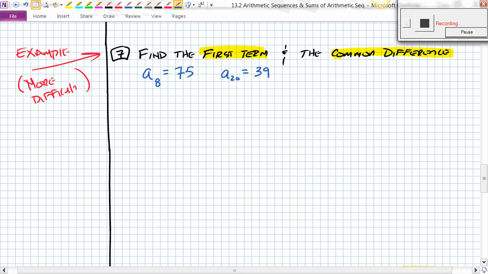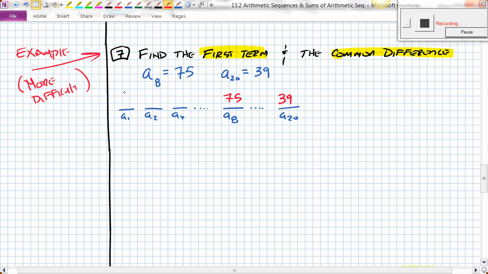Okay, because this is arithmetic, and we are given the fact that it's arithmetic, here's what we have going on. We have a sub 1, a sub 2, a sub 3. Let's skip up, we have a sub 8. Whoa. Let's skip up a little bit more, and we have a sub 20. All right, here's what we know. We know that the 20th term is a value of 39. We know that the 8th term is a value of 75, and that's all we have.